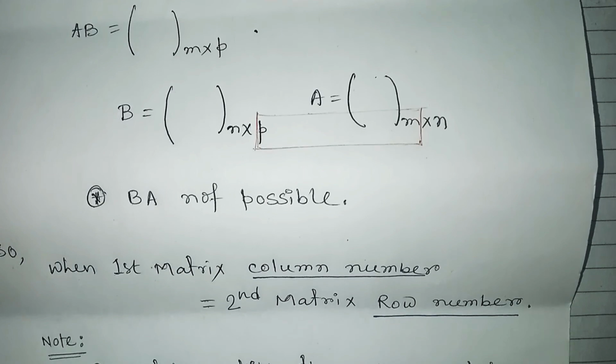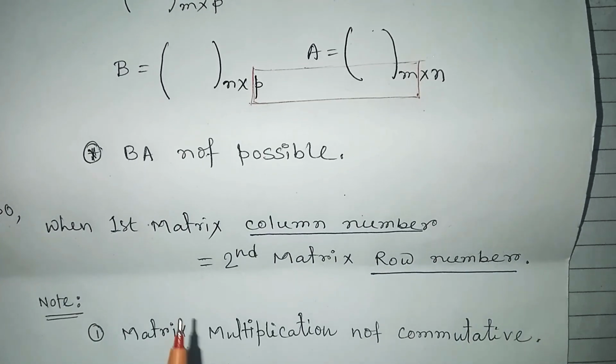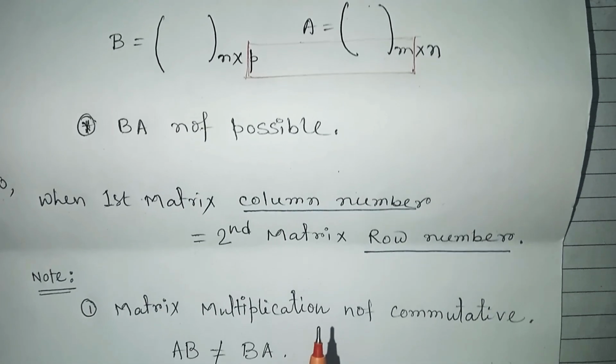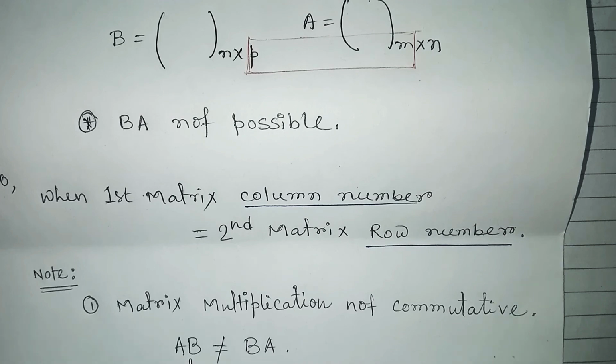And one more thing you have to note down: matrix multiplication is not commutative. It means AB is not equal to BA. Sometimes it is possible, as an exception; it depends upon some particular examples.